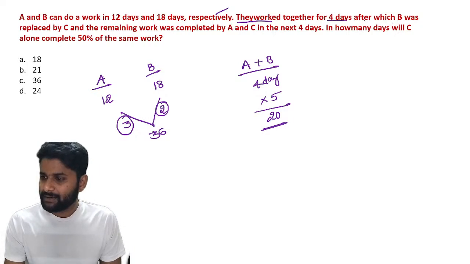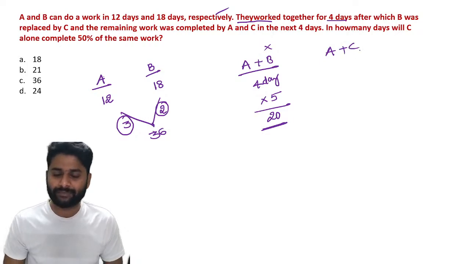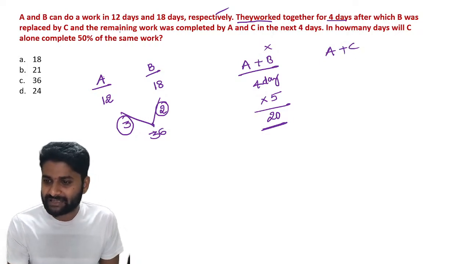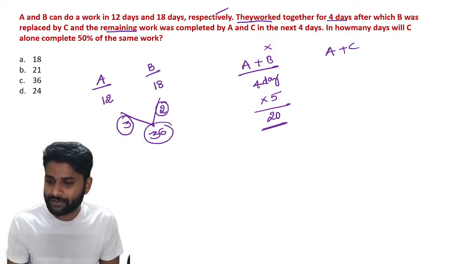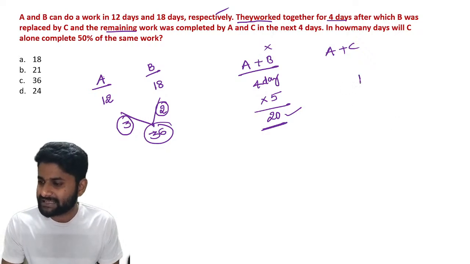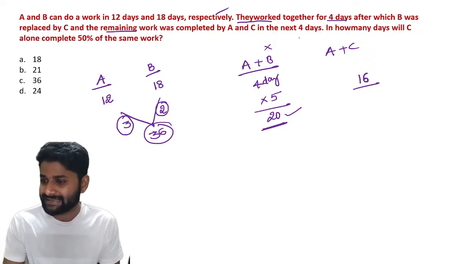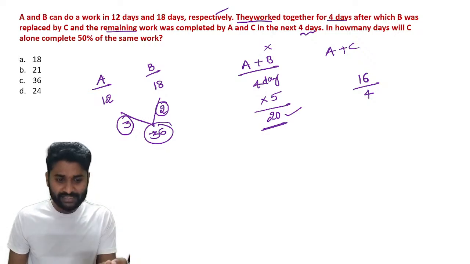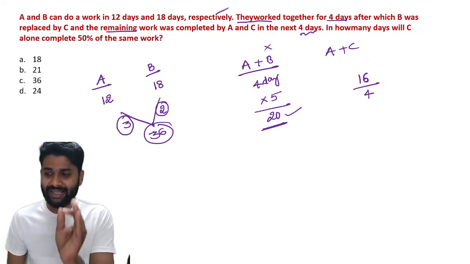Next, there is a change after 4 days. B was replaced by C. It means A is still in the work and B is replaced by C. Out of 36, they already completed 20 units, and they are left with only 16 units of work. Guys, 16 units of work is completed by A and C in the next 4 days.